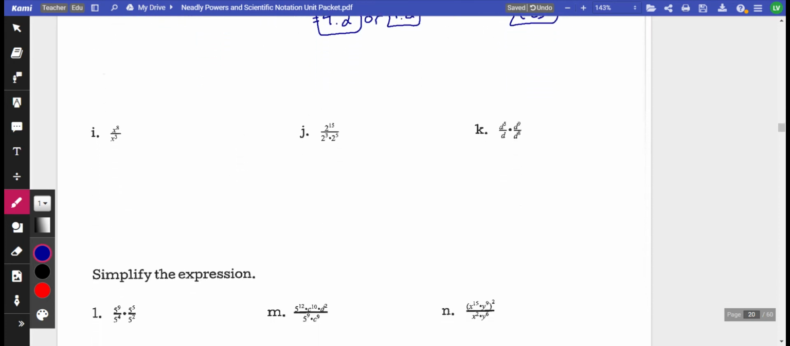Letter I, x to the 8th divided by x to the 3rd. X to the 8th minus 3. Same base, so I keep it and I subtract the exponents. So that's x to the 5th power.